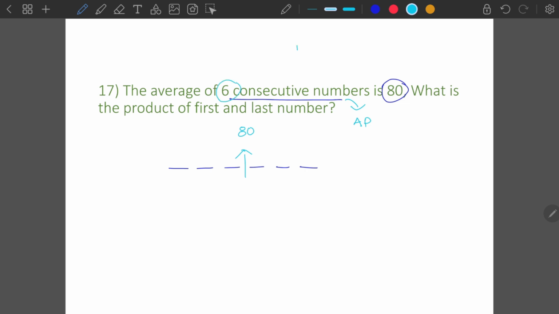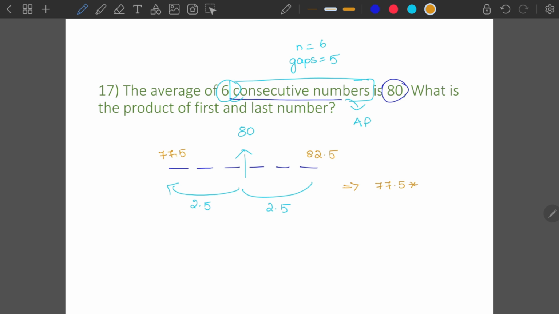Since we have n equal to 6, gaps will be 5. So 2.5 this side, 2.5 this side. Since they are only consecutive numbers, we are not multiplying with 2. So to find the greatest number, 80 plus 2.5, so it is 82.5, and the smallest is 77.5. The answer is the product of the smallest number into the greatest number.